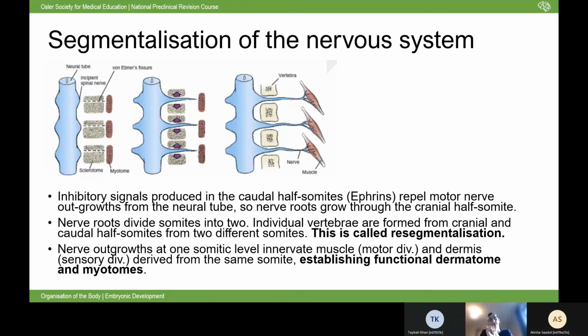Remember, dermis is the part of your skin that contains your sense receptors. So actually you can begin to see how nerves growing out of a single point, a single level of the spinal cord, will innervate muscle and skin, also derived at that level from those somites at that vertebral level. And that is how we see your dermatomes and myotomes established. Those are kind of the peripheral distribution of skin and muscle innervated by one spinal level.